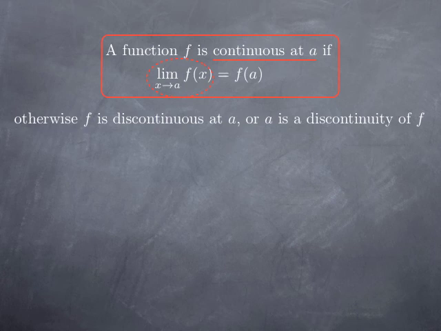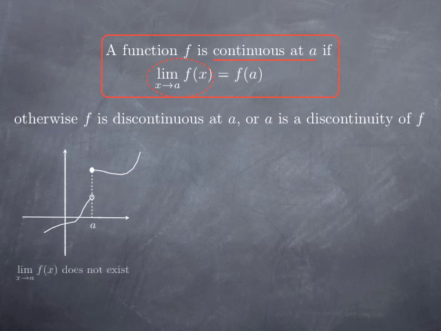Now you see that in this definition it is implicit that the limit of f of x at a exists, and in particular, if it were not the case, then we would have a discontinuity. Right? So in a situation like the one depicted in this graph, you see that the function doesn't have a limit at a, and therefore it is not continuous at a, because the limit does not exist.